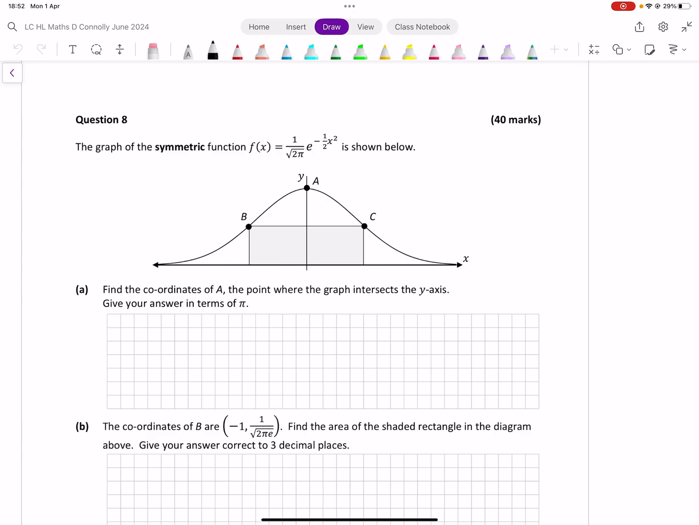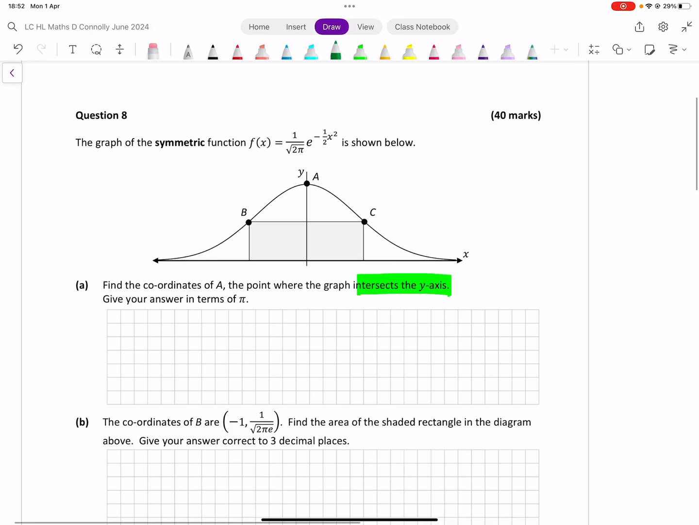Okay, the graph of the symmetric function f of x is shown below. Find the coordinates of A, the point where the graph intersects the y-axis. So it intersects the y-axis, let x equal 0.